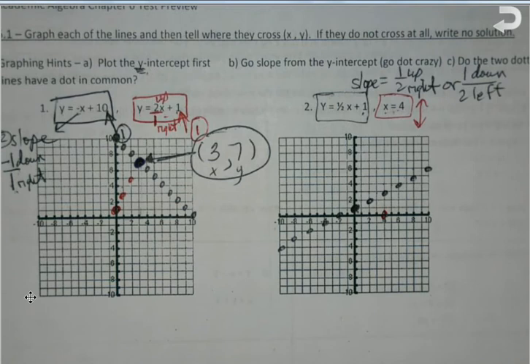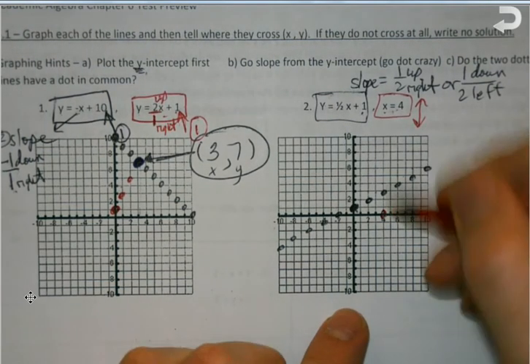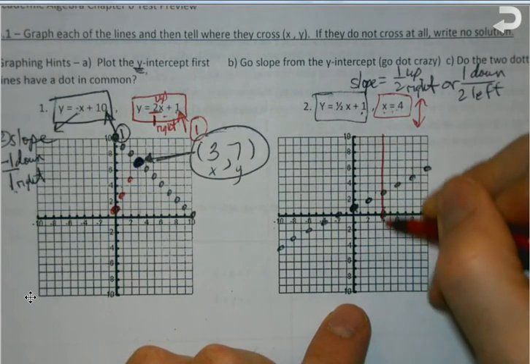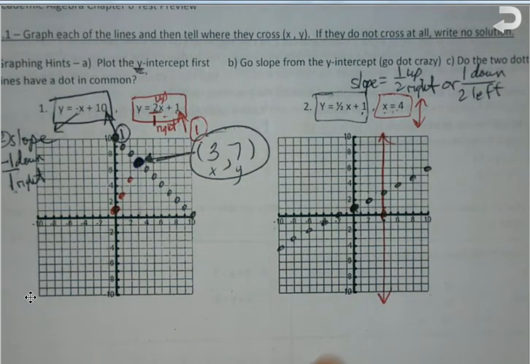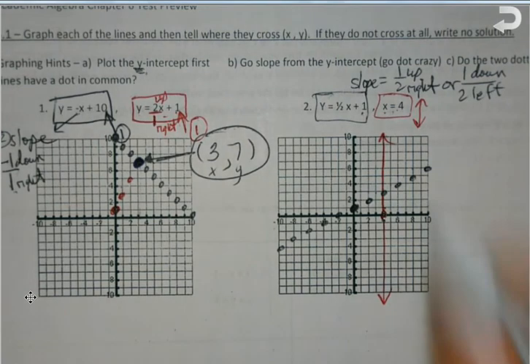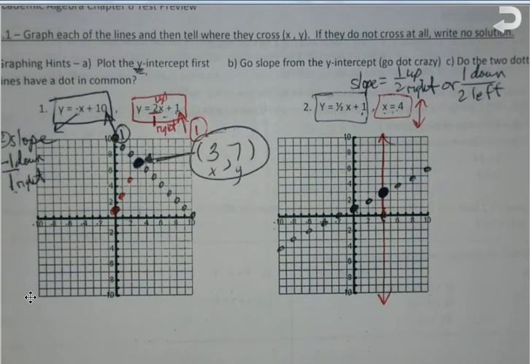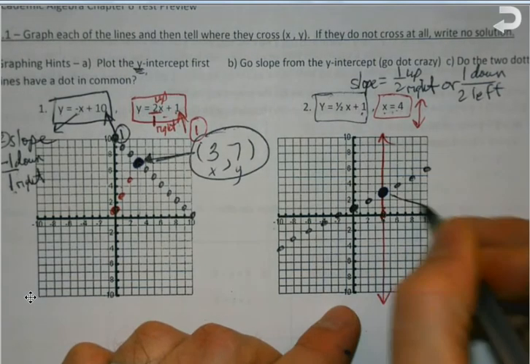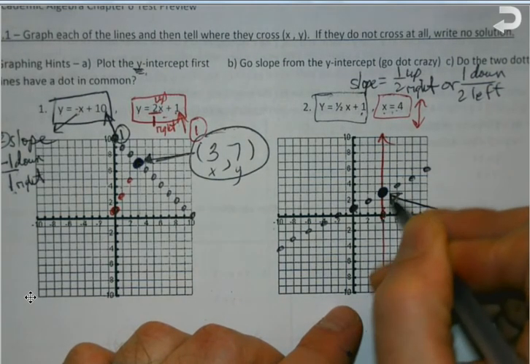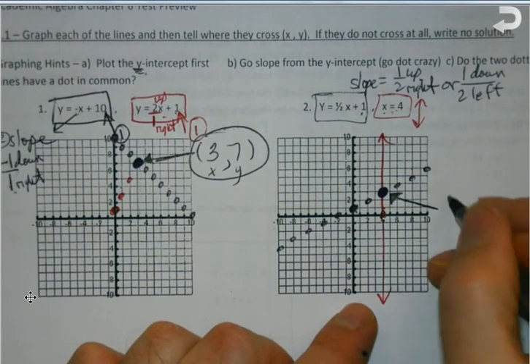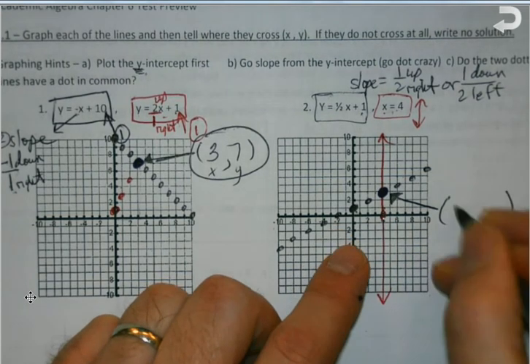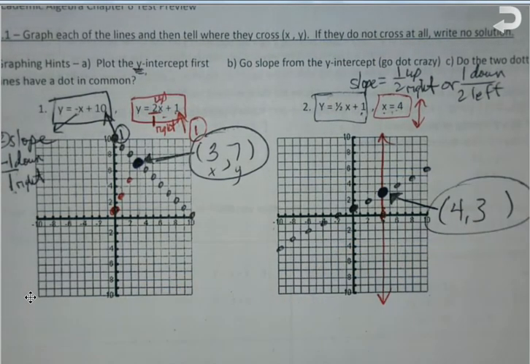If it's x, it's going up and down. If it's y and a number, though, it would just go sideways. So here, anywhere along there, my x value is 4. And what you notice here, the cross is right there. Okay, yep, right 4 and up 3. So 4, 3 would be my answer for that one.